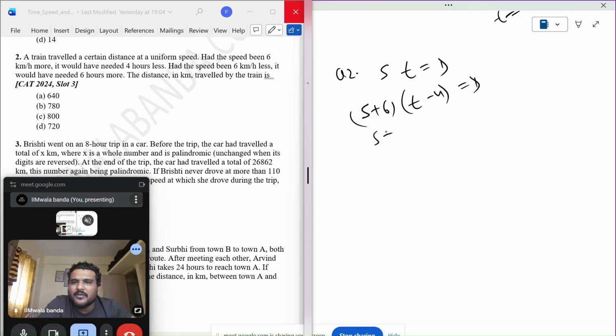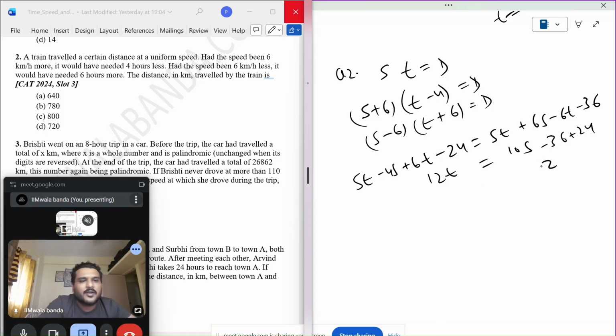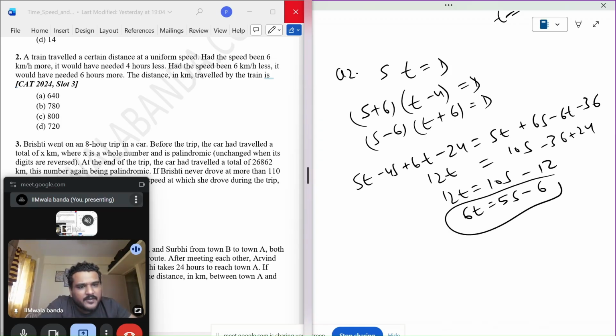And if the speed was 6 kilometers per hour less, time would have taken 6 hours more, again distance D. Just equate these two: ST minus 4S plus 6T minus 24 equals ST plus 6S minus 6T minus 36. ST and ST will get cancelled, 4S will come here as 10S, 6T will come here as 12T, and minus 36 plus 24 is minus 12. 10S equals 12T minus 12. Further, 6T is equal to 5S minus 6. This is your first equation.